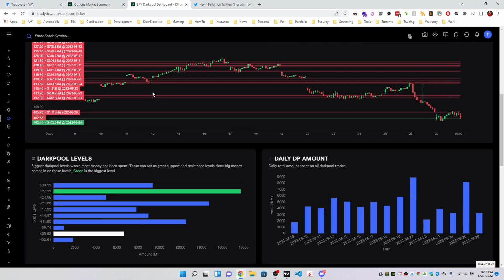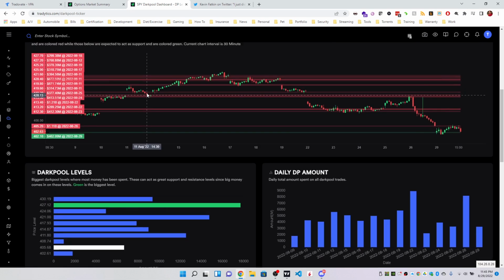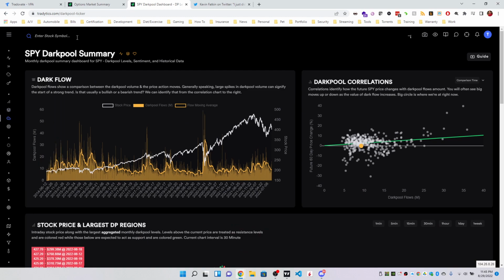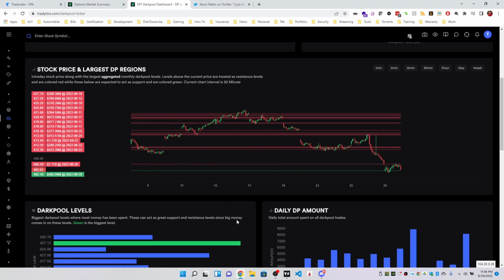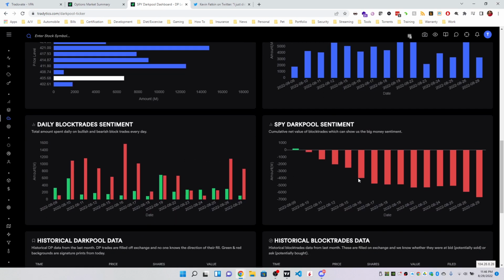I already did a video on how we can use all this dark pool data in the dark pool dashboard. Just in case you're not familiar, if we go to the left toolbar and choose dark pool, we can search whatever ticker we're interested in. This is very valuable for more than just SPY, QQQ, or the main ETFs. You can really use this data on any ticker. In the previous video I talked about how we can look at dark pool levels and the densities shown here, as well as the dark pool amounts and the block trades, to get an idea of the sentiment.